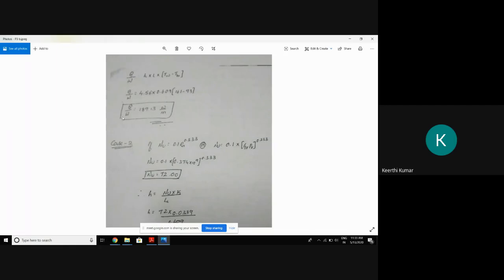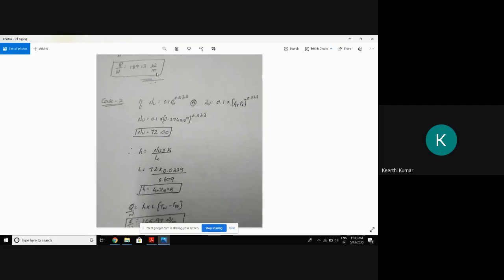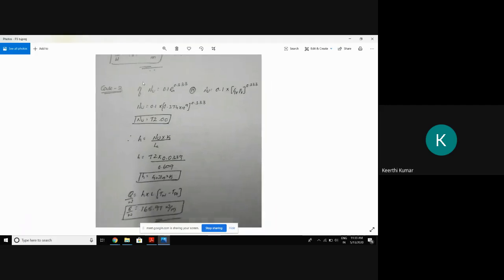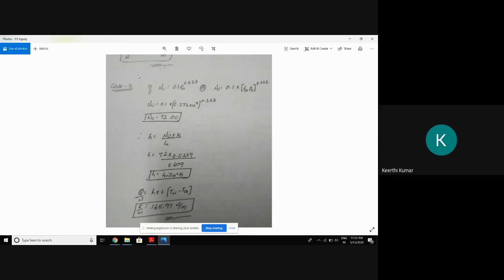Heat transfer per unit width is this much. Then the unit will be watts per meter. Okay, this is case one. And coming to case two, there is not much change. The first step is to find out the film temperature, that will be the same. The second step is finding the properties of the air at T film, that is also the same. The fourth step is the Grashof number, that is also the same. The next step is Grashof into Prandtl number, that is also the same.